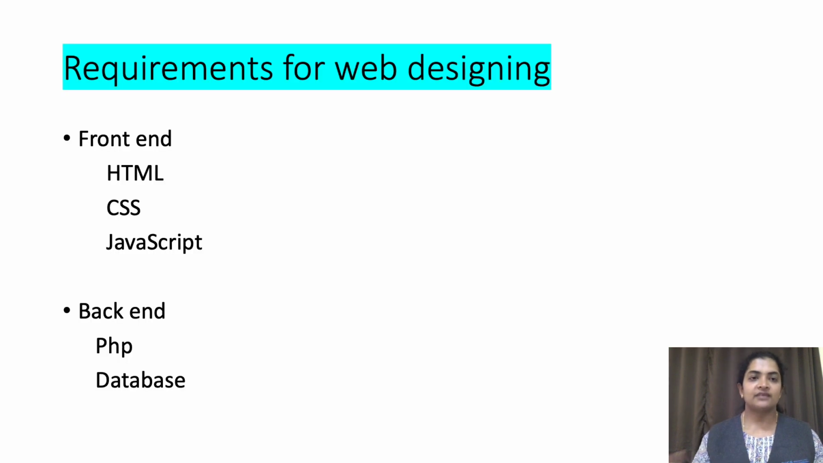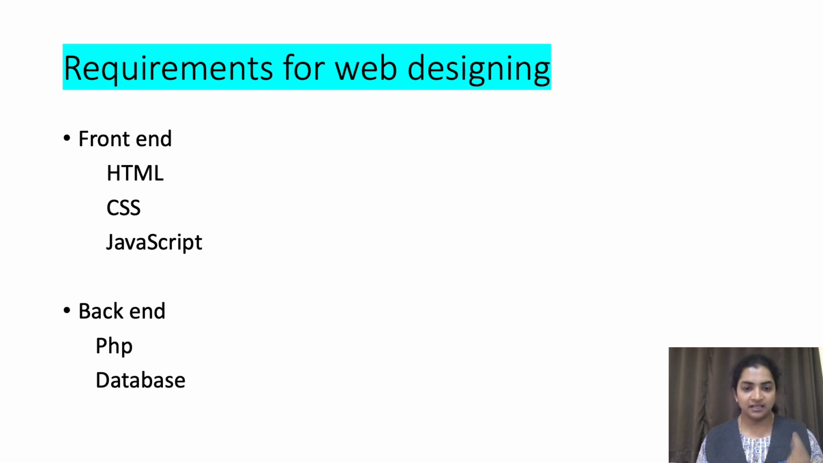Next, we move to a very important thing, requirements for web design. What are the languages and technologies needed to design the web? There are two important parts, front end and back end. What is the front end? Whatever graphical user interface the user sees on the screen is known as the front end. And the back end is the processing that happens at the server side.